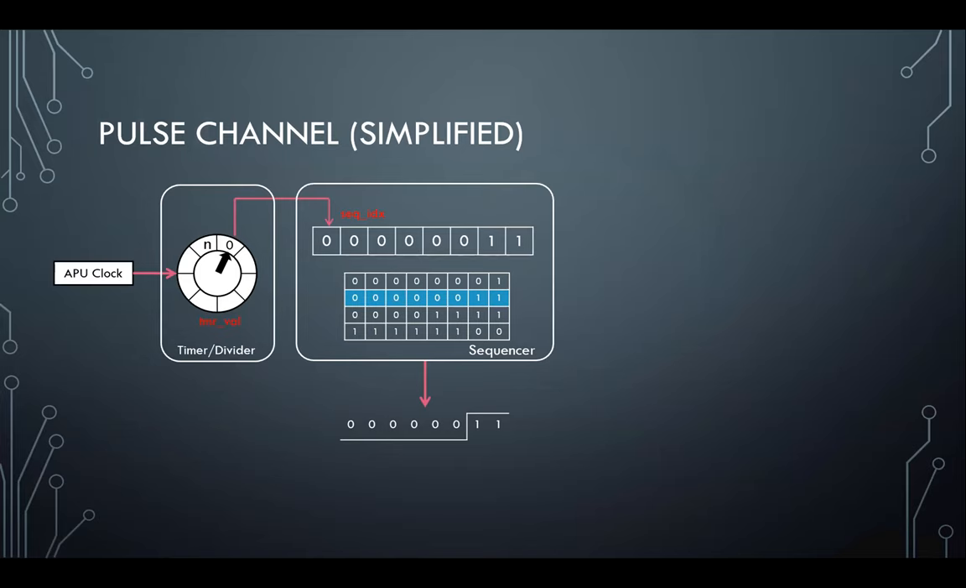So basically, the audio channel, for example, I use a pulse channel as a simplified example. At first, we have an APU block. The APU block goes inside something called a timer divider. The timer divider is just a counter where you set a number n as an overflow value. So every clock increases the counter value, and when it reaches n, it resets to zero. Then at the same time, it clocks the next unit.